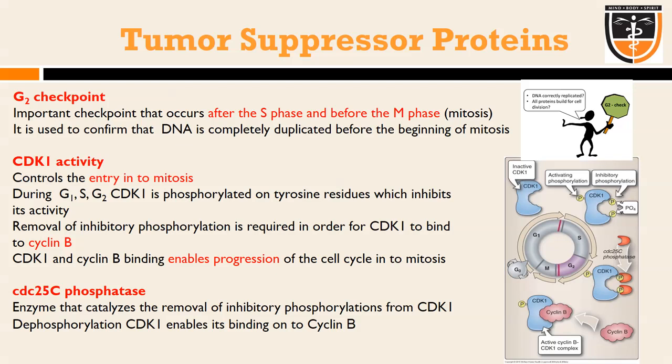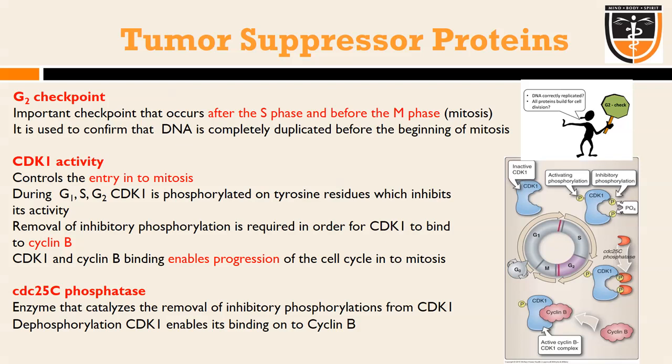It all looks fine. So that's a characteristic, and that's the period where CDK1, cyclin-dependent kinase 1, plays an important role. It controls the entry into mitosis. So how does it work? During G1, S, and G2, CDK1 is phosphorylated on tyrosine residues, and it is inactive. So what does that mean? That guy that controls is inactive.